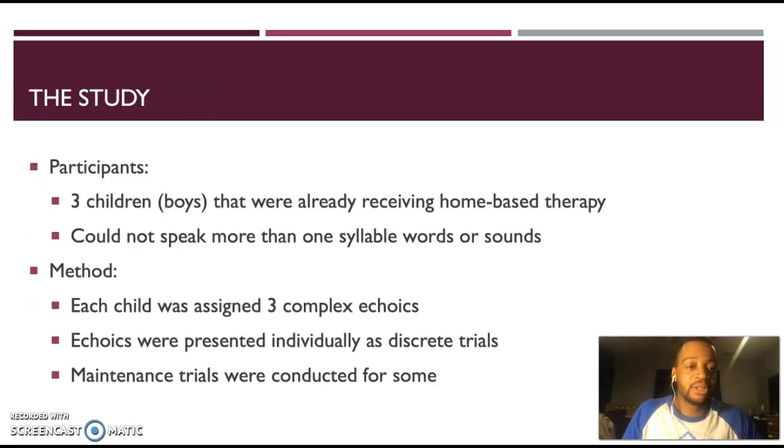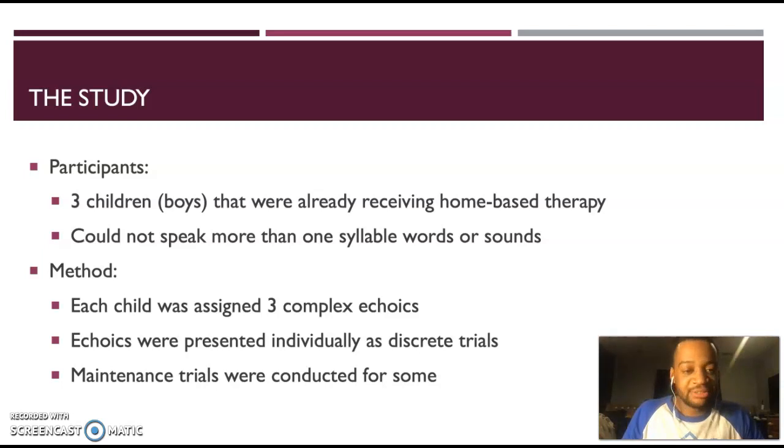A quick overview of the study: they used 3 boys, primarily with autism. They could not speak more than a few one-syllable words. They did discrete trials of 3 more complex words. Each word was presented individually. They weren't all presented at the same time.